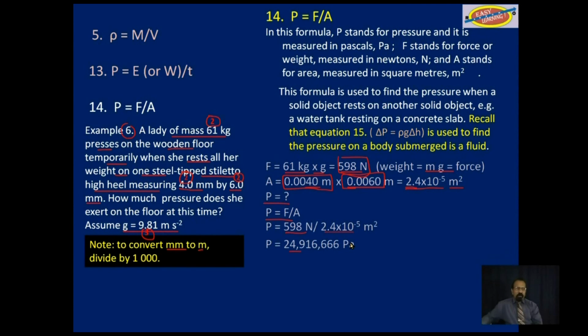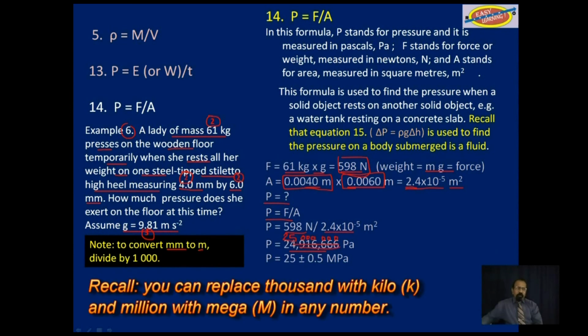24,916,666 pascals. We cannot leave it like that. Two things we are doing here. First of all, we are going to round off to two significant figures. And if we do that, then all of that is gone with a 5 here and a set of zeros behind it. As a matter of fact, 6 zeros. 1, 2, 3, 4, 5, 6. So now we have 25 million pascals, but we can remove all of those zeros and put an M for megapascals.